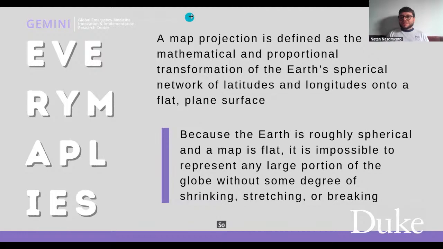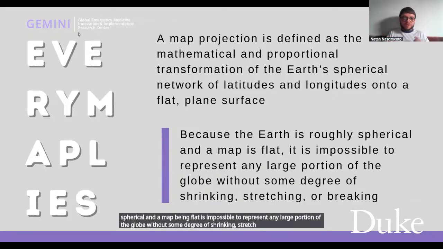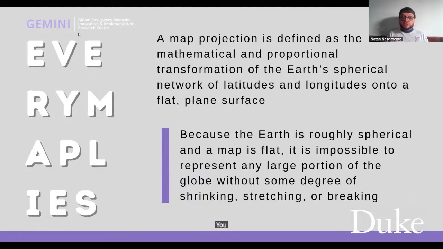So because of this, because of the Earth being spherical and a map being flat, it is impossible to represent any large portion of the globe without some degree of shrinking, stretching, or breaking. So every map will lie to you. You will need to choose which lie you want to tell. We're going to see this in the next few slides.